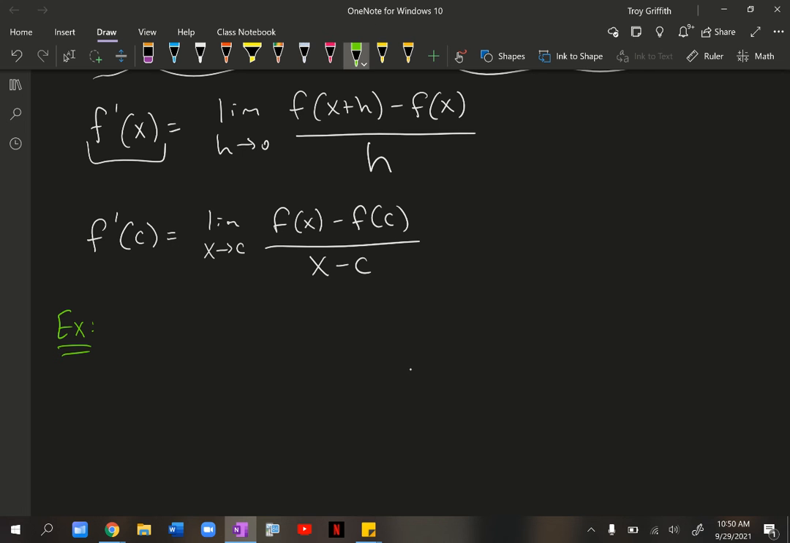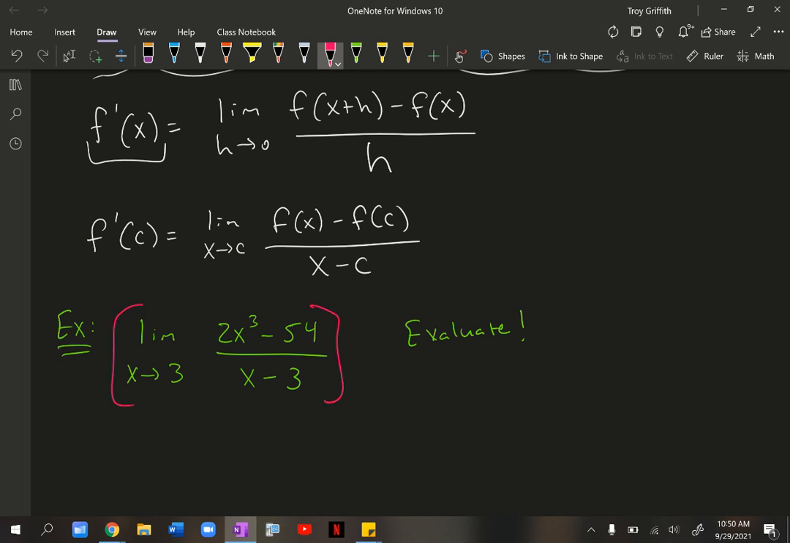So here's an example. Let's say I saw this limit here. Let's say I said, what's the limit as x approaches 3 of 2x cubed minus 54 divided by x minus 3? Now, what I don't want you to get in the habit of is thinking that every single time you see a limit, it's asking you about a derivative, because that might be the case, it might not. However, if I told you to evaluate this limit, one way you can do it is to see whether this limit fits the pattern of either one of these limit notations for a derivative.